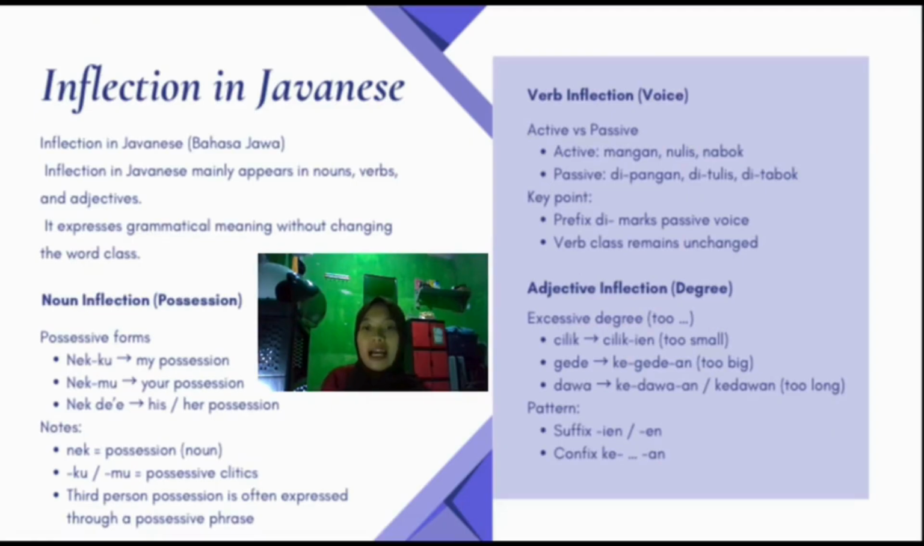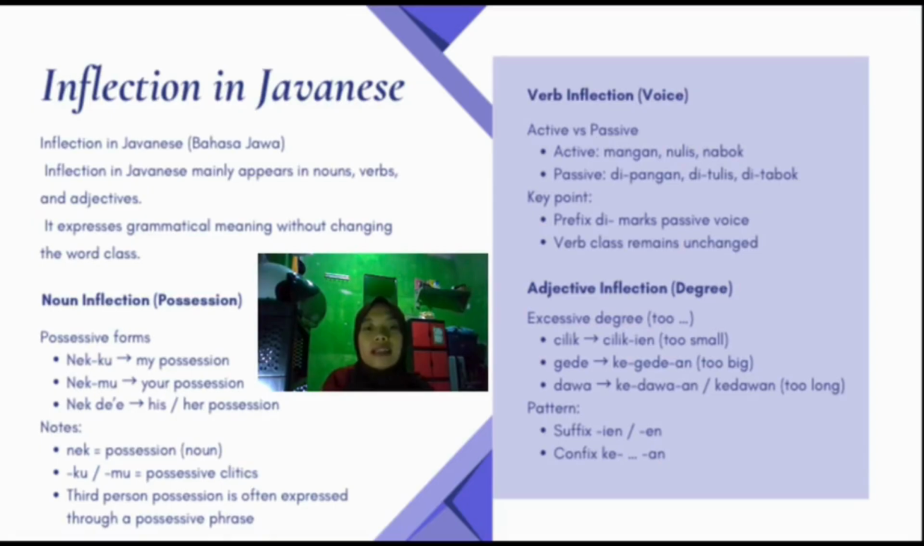The first one is nouns. In nouns, inflection is shown through possession. Japanese uses possessive clitics such as ku and mu. For example, ne ku means my position and ne mu means your position. For third person position, Japanese commonly uses a possessive phrase such as ne de, which means his or her position.